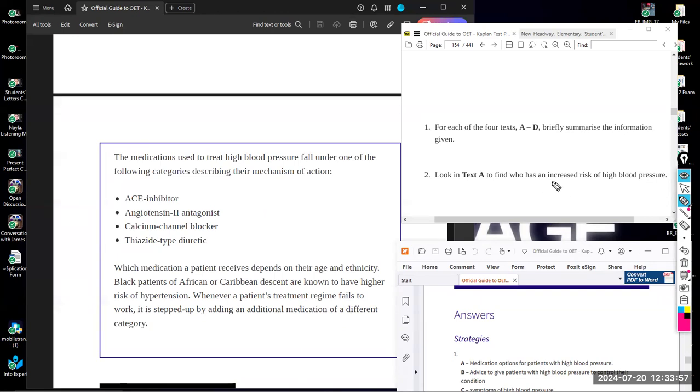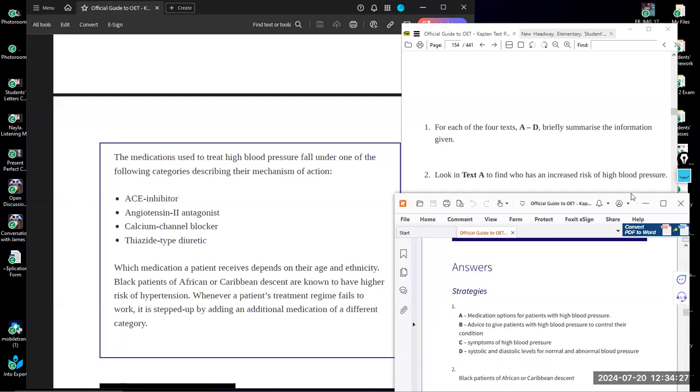Okay. So who has an increased risk of high blood pressure? Black patients of African or Caribbean. Is that amazing? Is that your answer? Yes, I said black patient of African or Caribbean. Exactly. That is it, because this is the correct answer. So black patient, thank you so much. And of African or Caribbean descent, exactly. This is the correct answer.